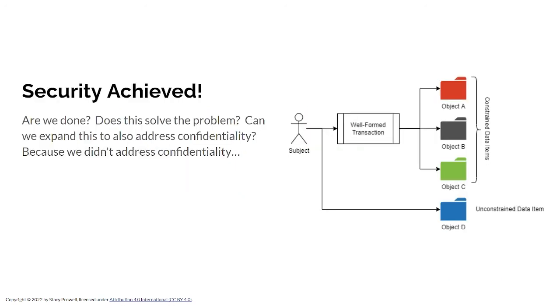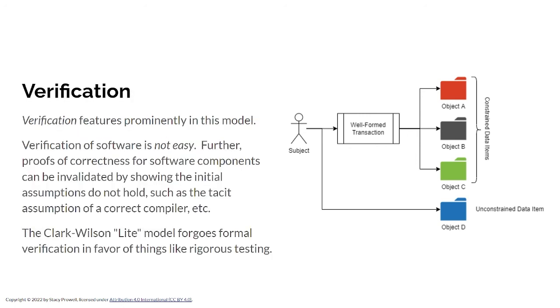So the question is, security achieved? Right? Have we done it? Have we solved the problem? So we can expand this. Can we expand it to address confidentiality? Because, believe it or not, we never addressed confidentiality. We only talked about maintaining integrity of the data, right? Like the Biba model. So there's been a lot of work on this. A lot of people have done various stuff with it. But at the end of the day, the Clark-Wilson model turns out to have a problem.